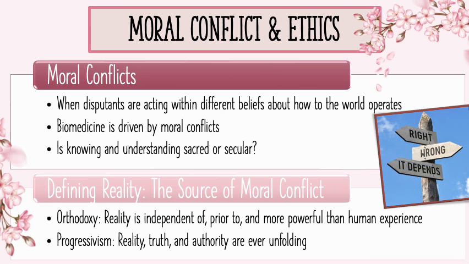Orthodoxy believes in an external, definable, transcendent source of authority. In other words, the answers to who and what we are are absolute. They are constant. And the answers come to us from an omniscient authority, such as the God of the Bible or another consistent deity. In contrast, progressivism does not tell us once and for all what we are, but subscribes to a reality, truth, and authority that is ever unfolding.